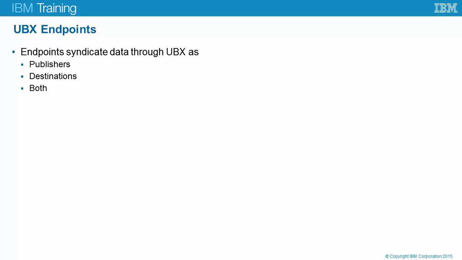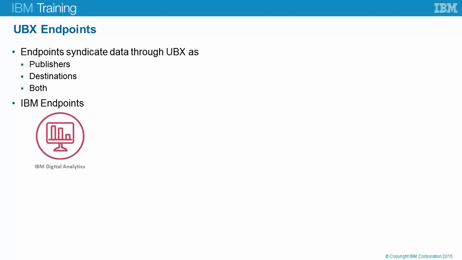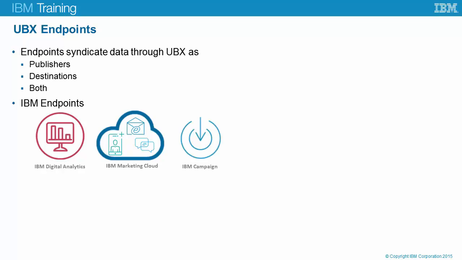Endpoints are the solutions that send data through UBX. Endpoints send or syndicate data through UBX as publishers, destinations, or both. These endpoints can be cloud-based IBM solutions, such as IBM Digital Analytics and the IBM Marketing Cloud. They can include on-premise software as well, such as IBM Campaign and Interact.